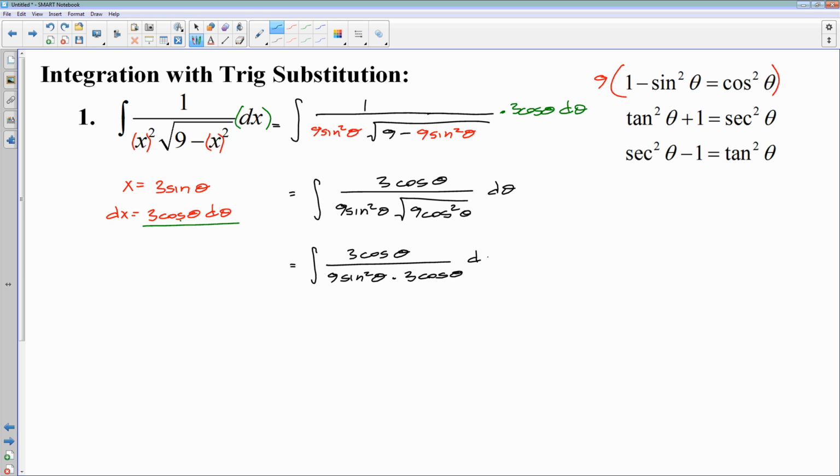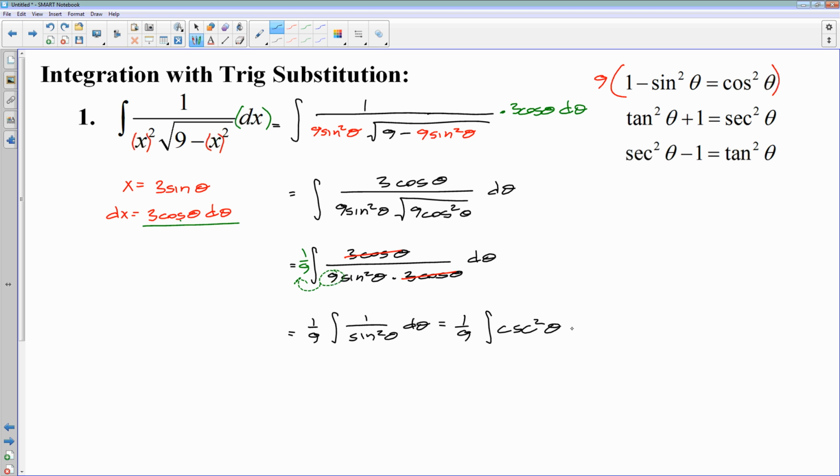And this is usually going to happen with trig substitution. You usually get a lot of stuff to cancel. 3 cosine cancels 3 cosine. I'm going to pull this 9 out, and that would actually become a 1/9 on the outside. And so now I have 1/9 times the antiderivative of 1 over sine squared d theta. 1 over sine squared is cosecant squared.